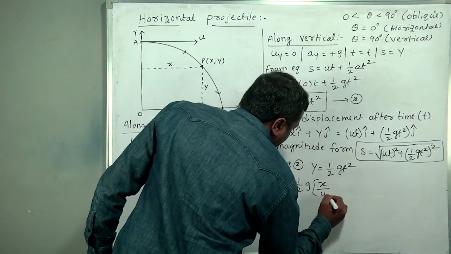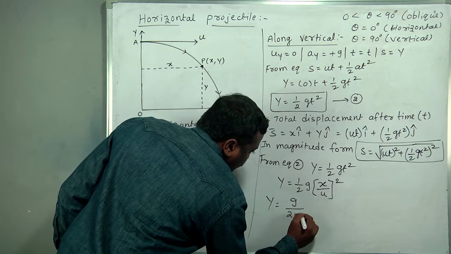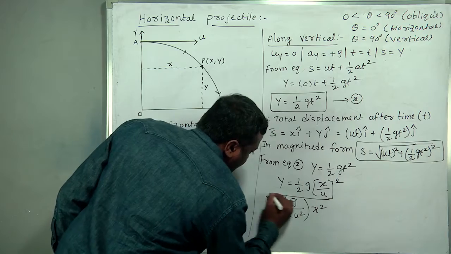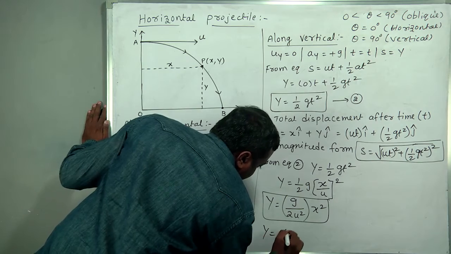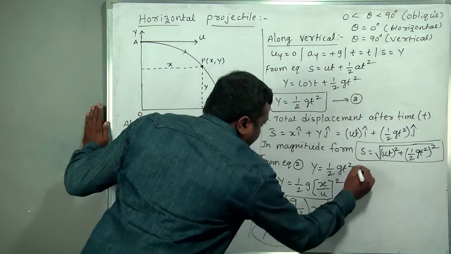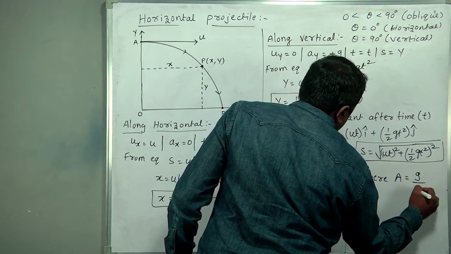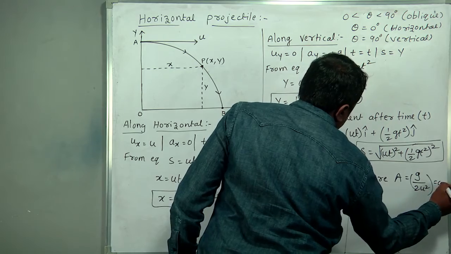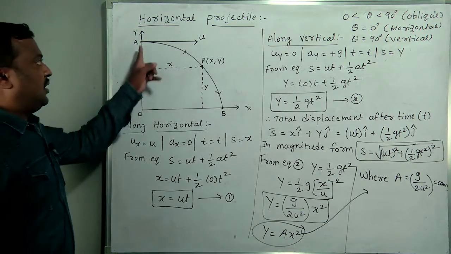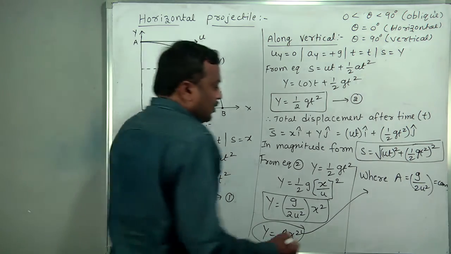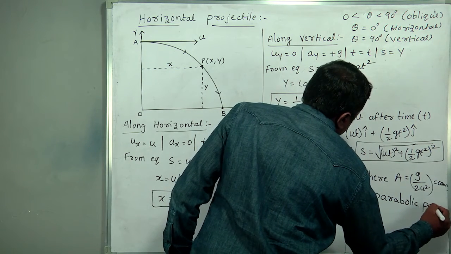So (x by u) whole square, then y is equal to (g by 2u square) into x square. It can be written as y is equal to A x square, where capital A is equal to g by 2u square, that is one constant. So this is also an equation for the projectile motion of parabolic path. So y is equal to A x square also represents a parabolic path equation.